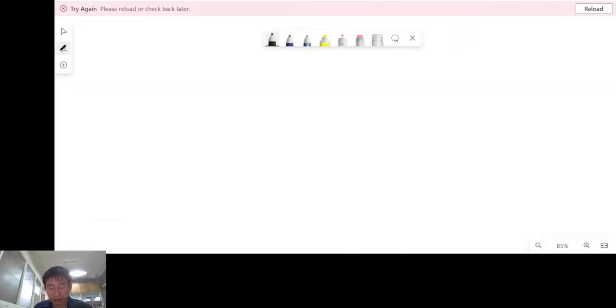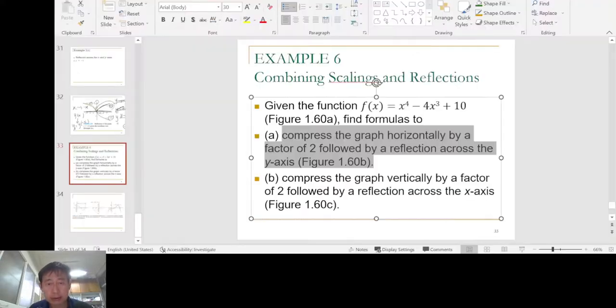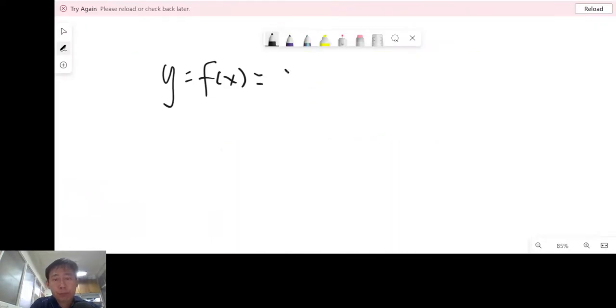So you have a function of y. So here the function has an expression of f(x). According to the formula, here y equals x power 4 minus 4x cubed plus 10. So the first thing you want to do is to compress the function horizontally.